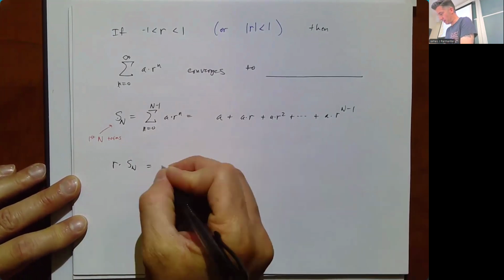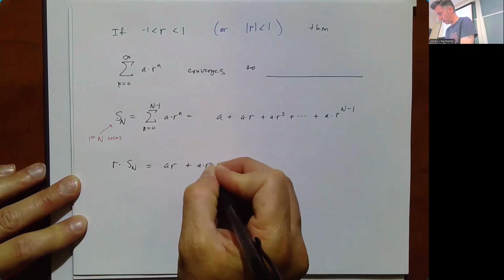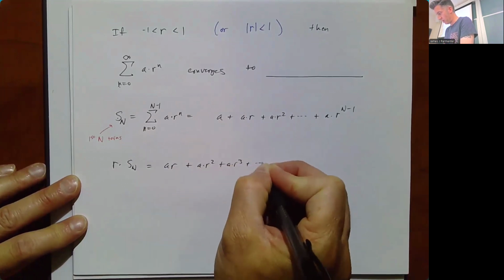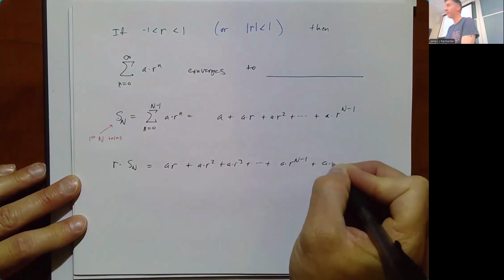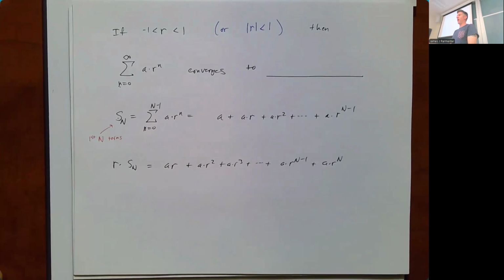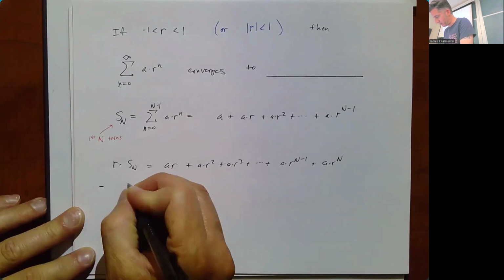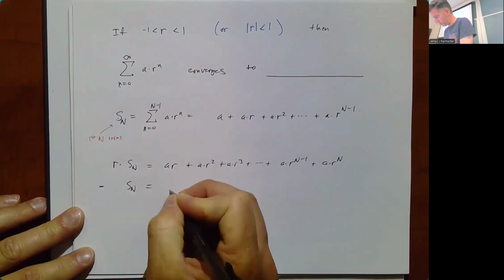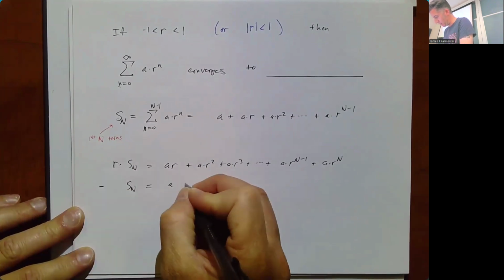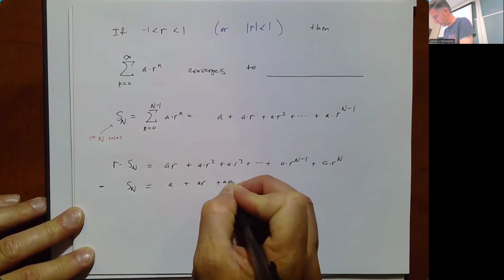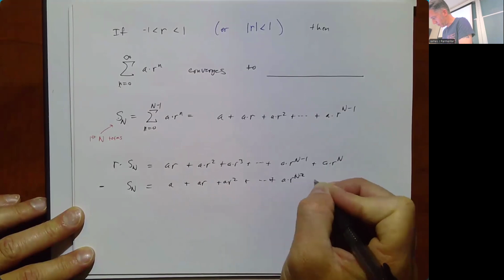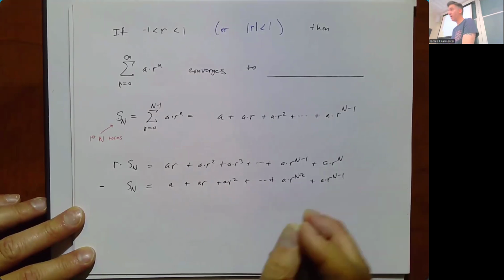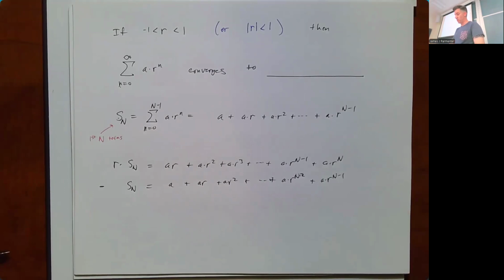So I'm going to get a times r plus a times r squared plus a times r cubed, all the way to a times r to the n minus 1 plus a times r to the n. And now we're going to subtract them. So I'm going to take this and subtract the nth partial sum I just found, which is a plus a times r plus a times r squared, all the way to a times r to the n minus 2 plus a times r to the n minus 1. When I subtract these, a lot of things are going to cancel.